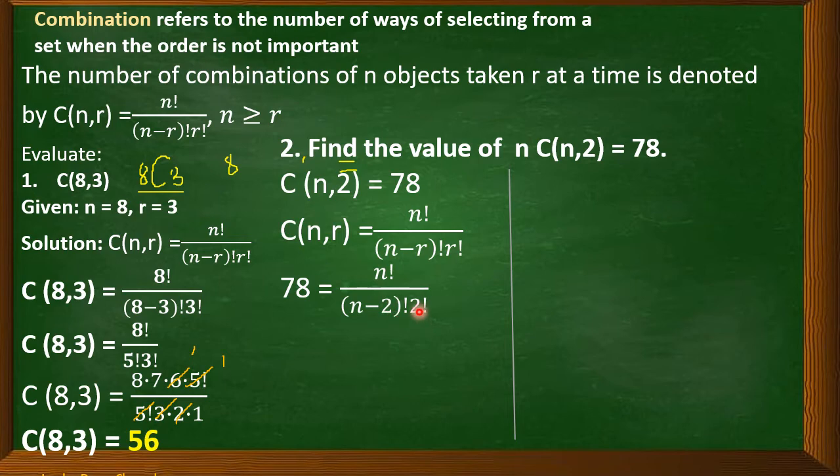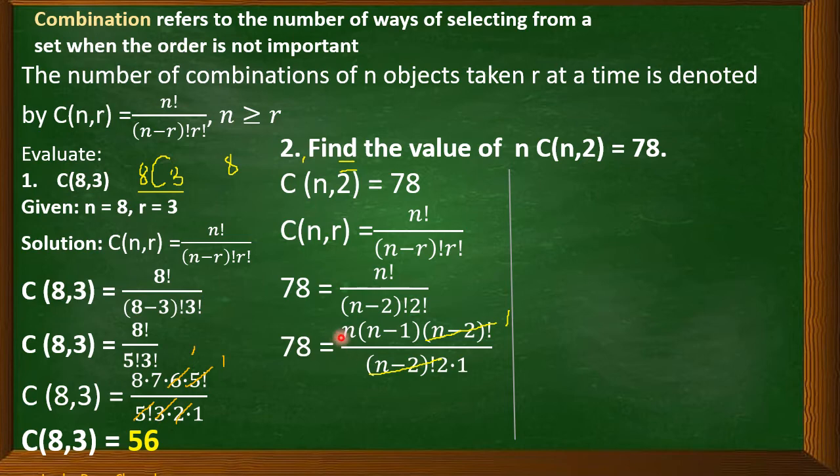Now we will expand n factorial up to the quantity of n minus 2 factorial so we can divide the common factors. So n factorial can be expanded as n times n minus 1 times n minus 2 factorial. Again, we stop at n minus 2 factorial since in our denominator we have n minus 2 factorial, so we can divide. And we will expand 2 factorial, that's why we have 2 times 1. Now we divide the common factor: n minus 2 factorial divided by n minus 2 factorial is already 1. Then the remaining factors will be multiplied.